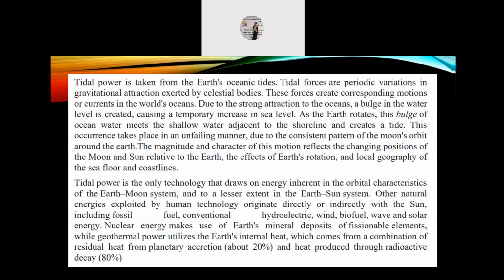Other natural energies exploited by human technology originate directly or indirectly with the sun, including fossil fuel, conventional hydroelectric, wind, biofuel, wave, and solar energy. Nuclear energy makes use of Earth's mineral deposits of fissionable elements, while geothermal power utilizes the Earth's internal heat, which comes from a combination of residual heat from planetary accretion and heat produced through radioactive decay.